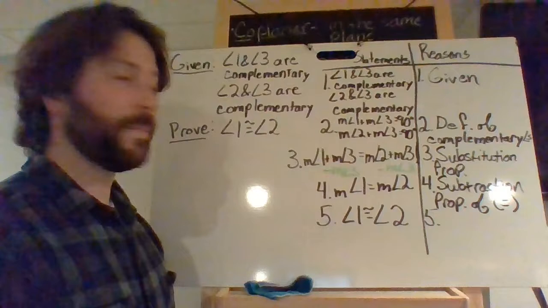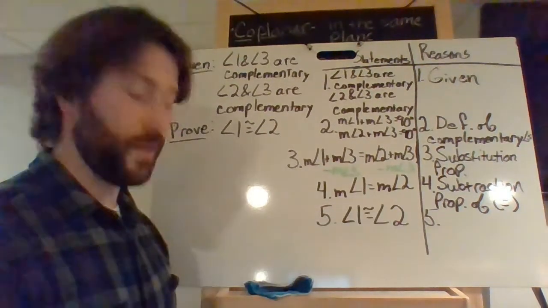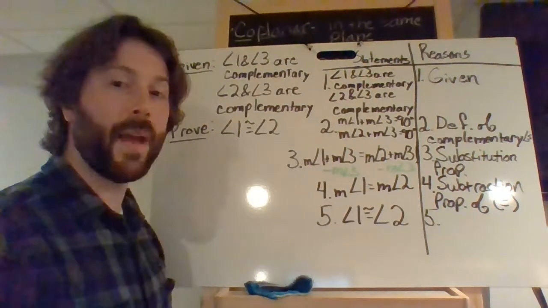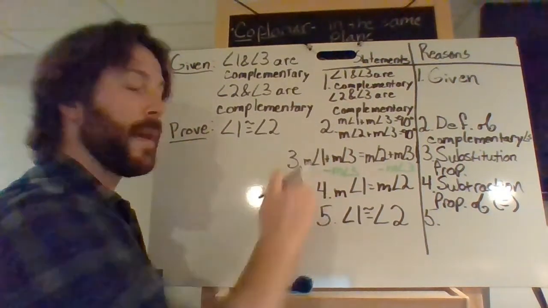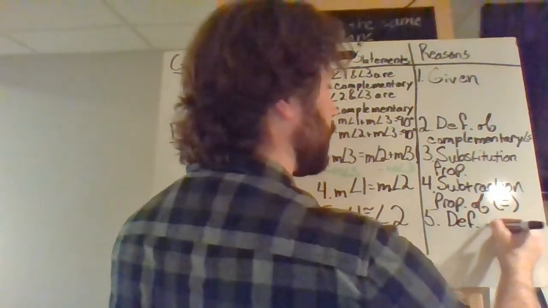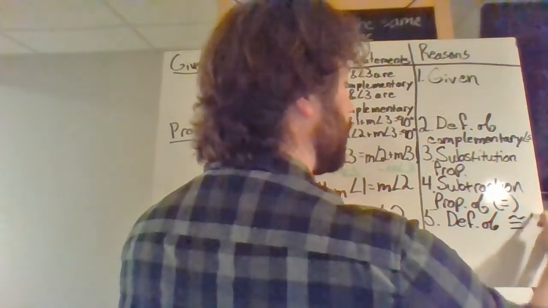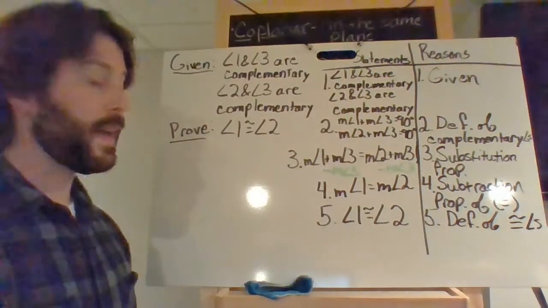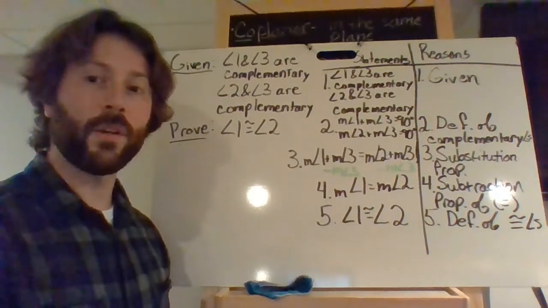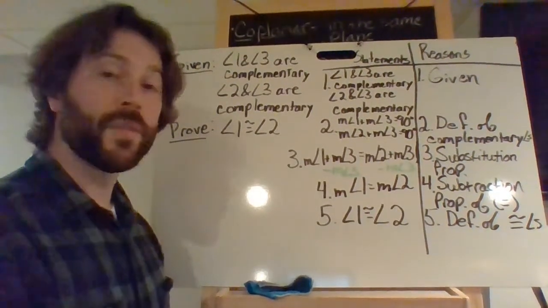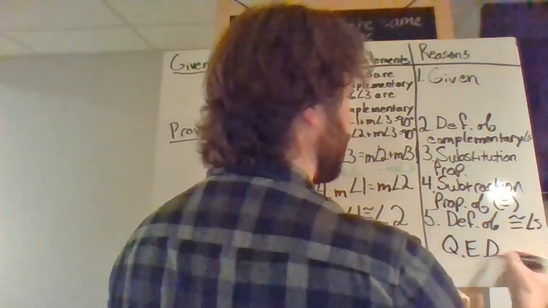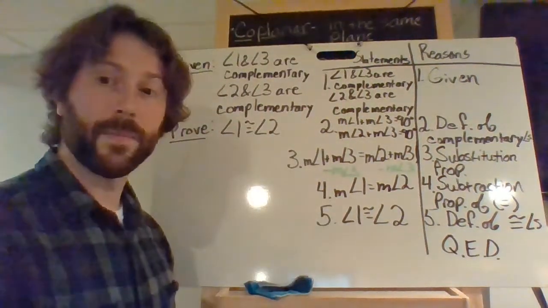Okay. Now, next up, we go from saying that the measures of those two angles are equal to saying that they are congruent. Now, there is a difference between saying that their measures are equal and the two angles are congruent. And the reason that we're allowed to make this jump, we talked about the same thing with segments, it's the definition of congruent angles. If their measures are the same, then they are congruent. Since this proof's done, we can put the QED at the bottom, and we can move on to the next one.